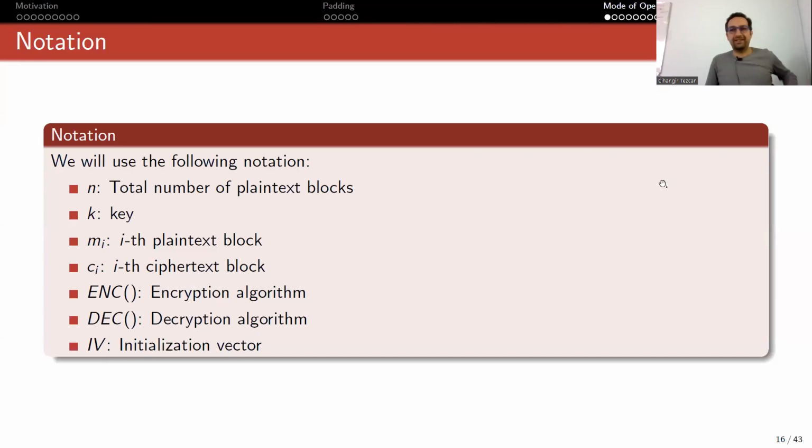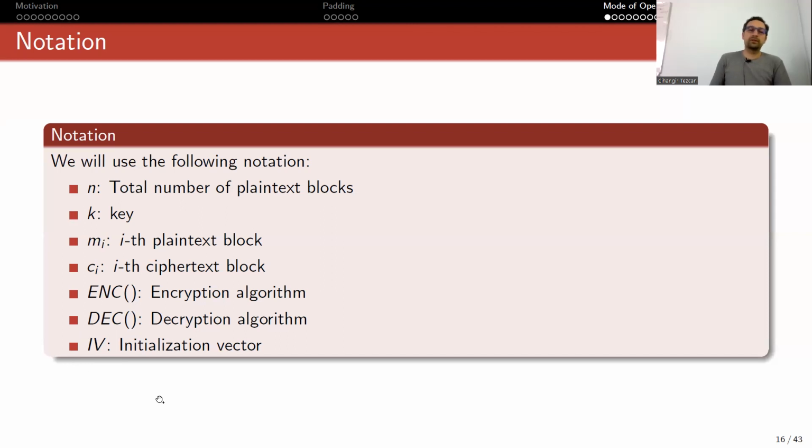Okay, so we said that we can use modes of operation to avoid problems when we have more than one block to encrypt. So here is some basic notation. Let's say that n is the total number of plaintext blocks that we are going to encrypt. K is the key. Mi represents the ith plaintext block. Ci represents the ith ciphertext block. Enc is the abbreviation for the encryption algorithm, and dec is the abbreviation for the decryption algorithm.